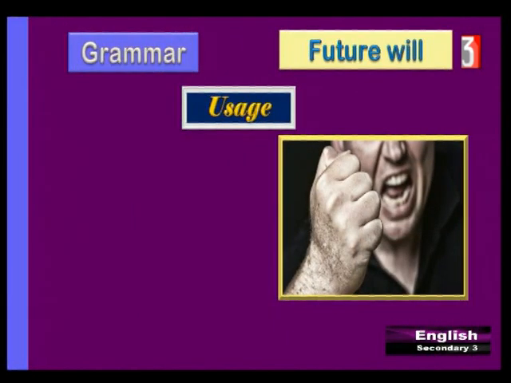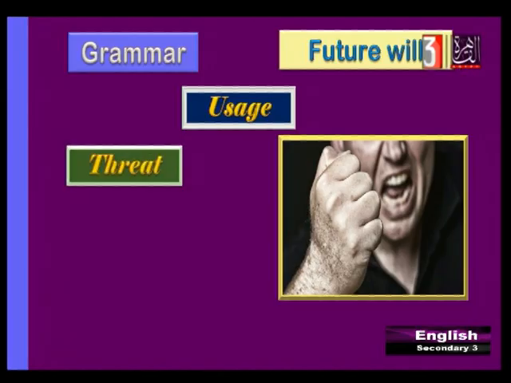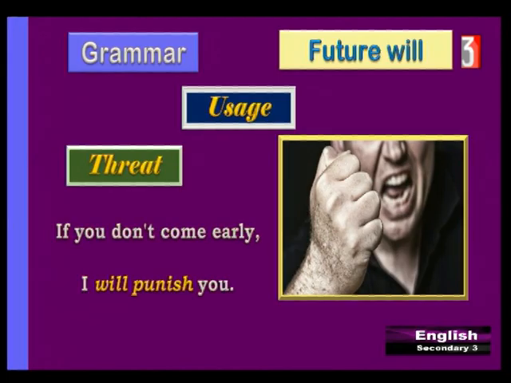Oh my God. Can you see? What can you see here? Is it a threat? Threatening. So again, please. Number one, quick decision. Number two, offering help. Number three, threat or threatening. If you don't come early, I will punish you. So here, if he doesn't come early, he will punish him. So will plus infinitive of the verb when you make a threat or threaten someone.